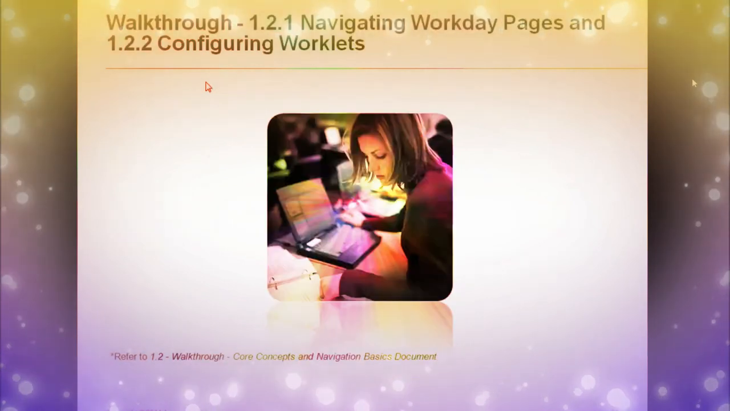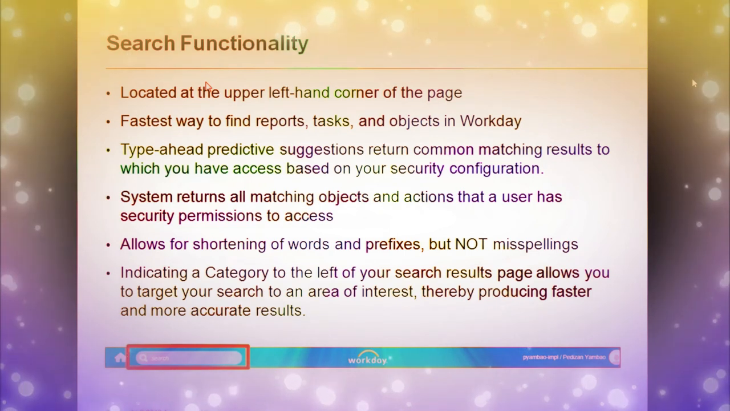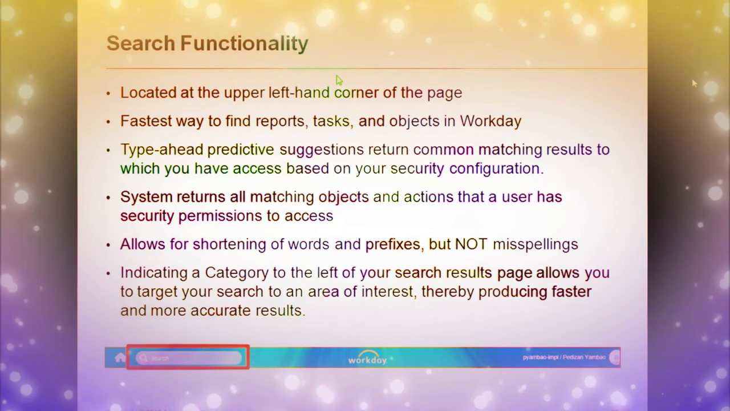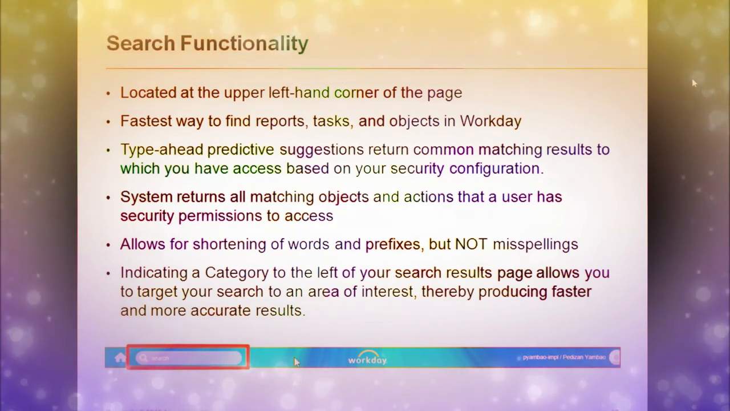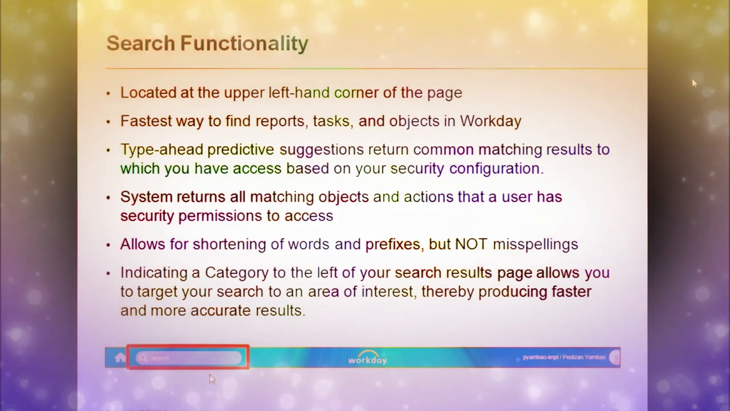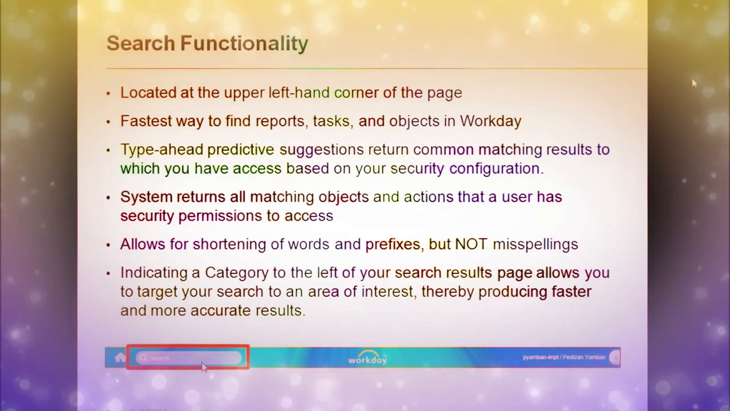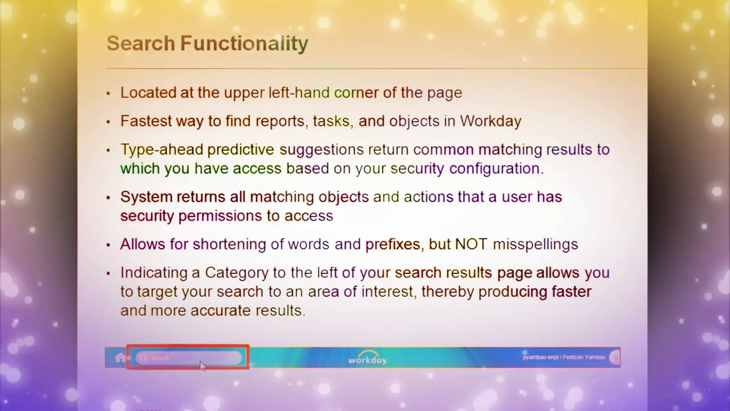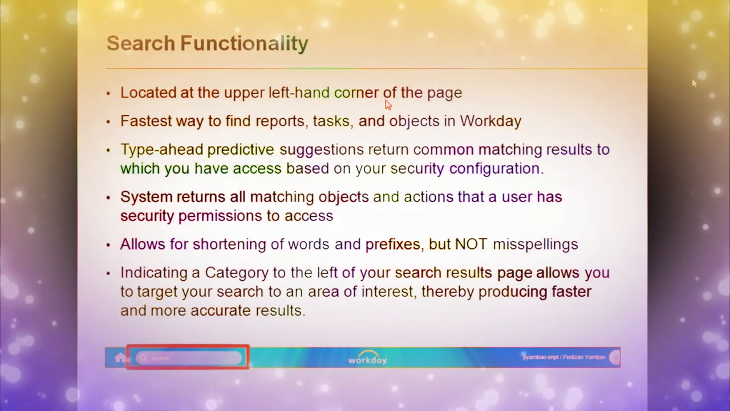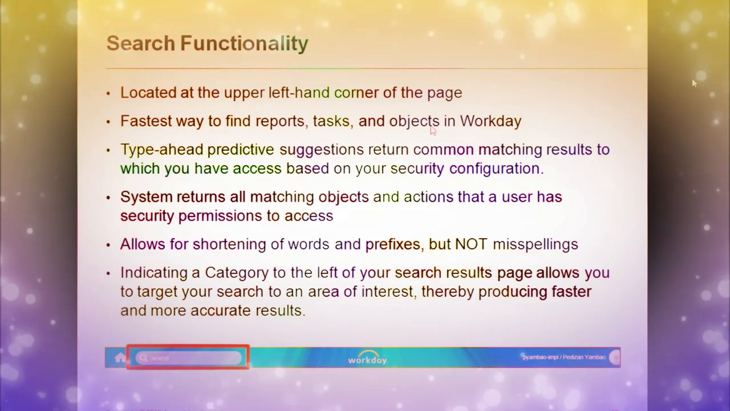Now search functionality. Now, what is the search functionality? We saw in the first one, this is the landing page. In the landing page, we can see the search box. As said earlier, this is one of the most important tools in Workday. Anything and everything can be done using the search box. It is located at the upper left-hand corner of the page. It is the fastest way to find reports, tasks, and objects in Workday.